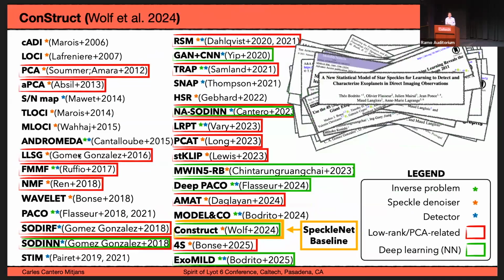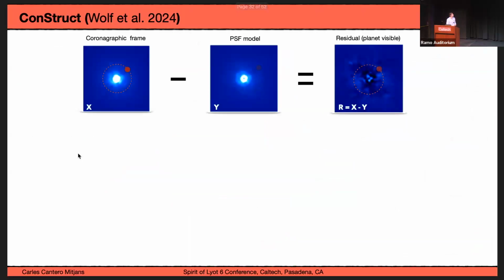SpeckleNet is based on a proof of concept, a very nice proof of concept called Construct. It was published 2 years ago. I will now explain how Construct is based and how we improve Construct in SpeckleNet to have big data. Basically, the principle of Construct is trying to replace PCA by a nonlinear reduction model, which is an autoencoder, to do the PSF model.